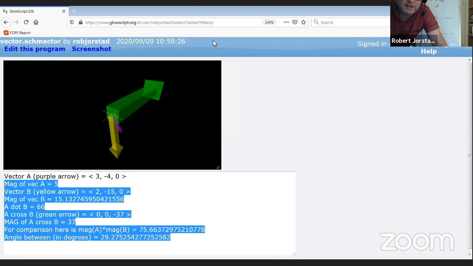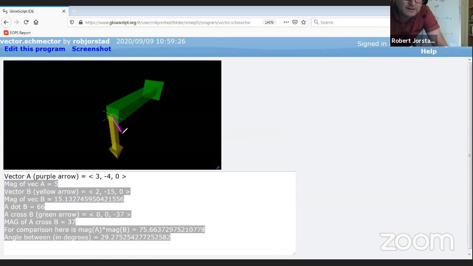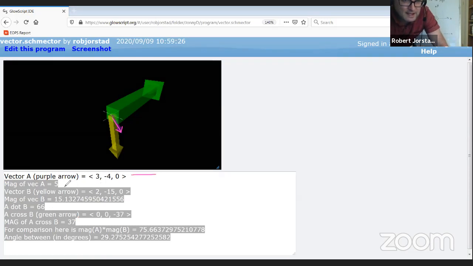Okay, so the purple arrow here, and I'm going to annotate so you can see it a little better. That is the purple arrow right here. And so that's A. It has a magnitude of 5. Then there's the yellow arrow. That's this one right here. All right.